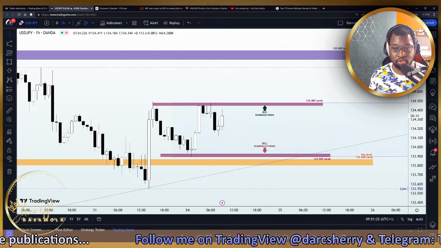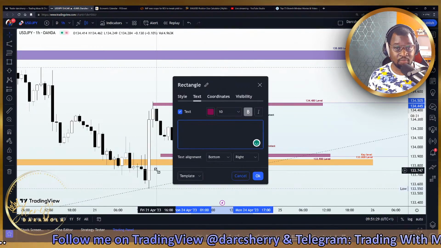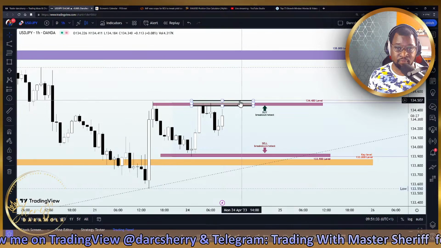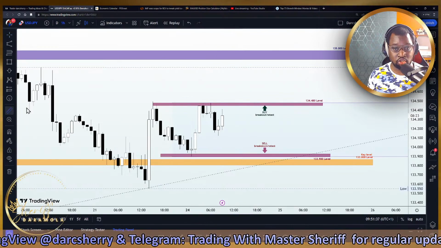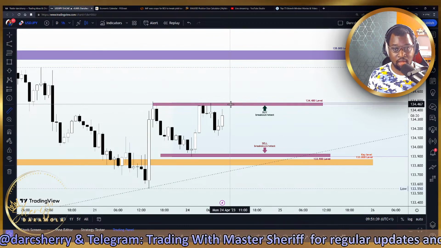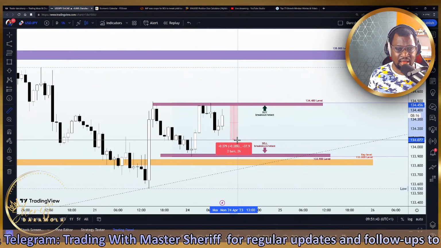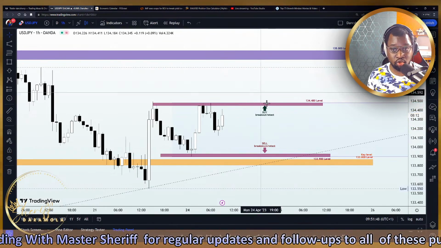So with the buy stop order sitting above the 134.480 level, we shall be looking out for buying opportunities in this market. So let's see what happens in the next couple of hours here. With our buy stop order above that structure, we have a stop loss somewhere below the previous low here, about 40-45 pips thereabout, and let's see how far this move is going to go.